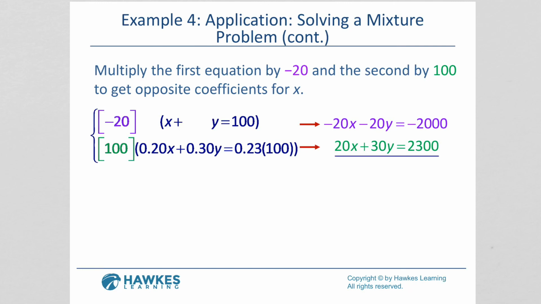When I multiply my first equation times negative 20, I have negative 20x minus 20y equals negative 2,000. When I multiply my second equation times 100, I have 20x plus 30y equals 2,300. When I add those two equations together, I end up with 10y equals 300. When I divide both sides by 10, y equals 30, which is the amount of 30%.